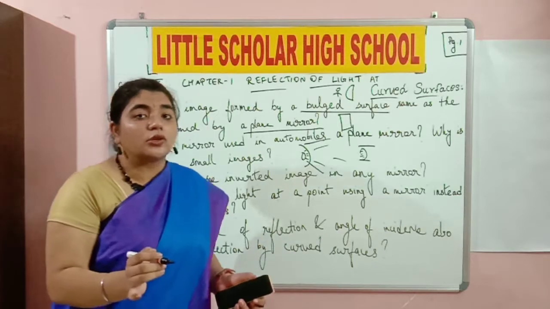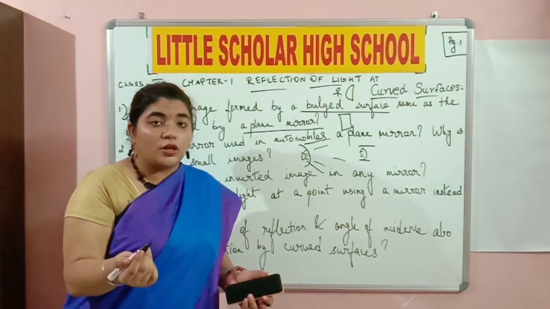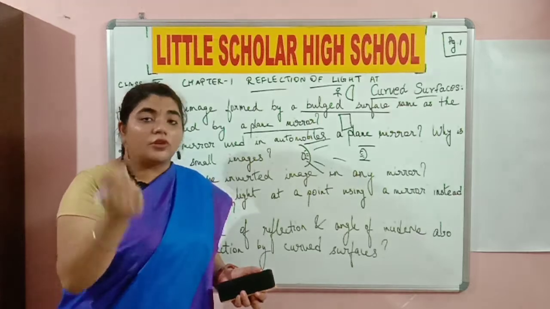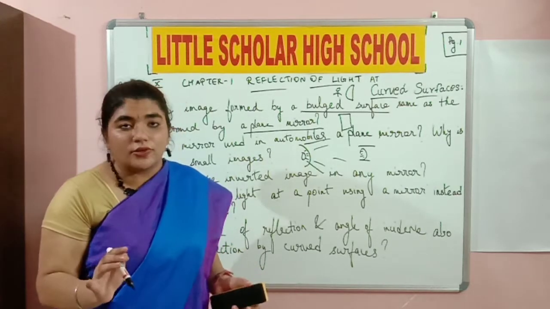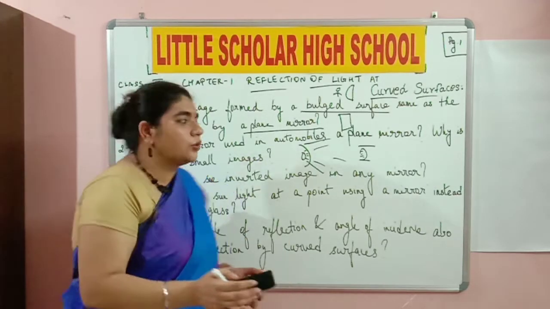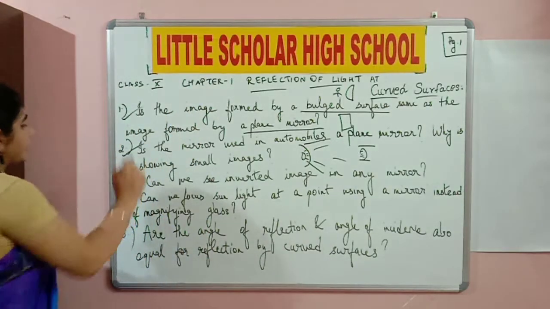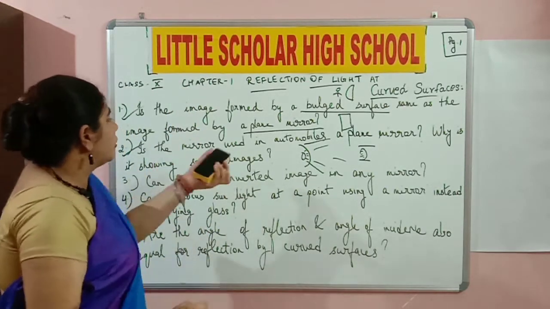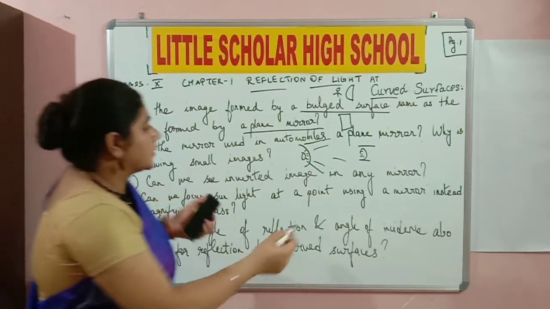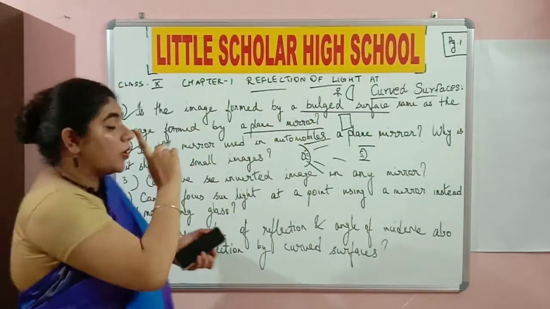So all of us come to a conclusion over here, that the mirrors which are being used in automobiles are not plain mirrors. They are spherical mirrors. Okay? That's the second point. So, is the mirror used in automobiles a plain mirror? That's clear. Why is it showing small images?